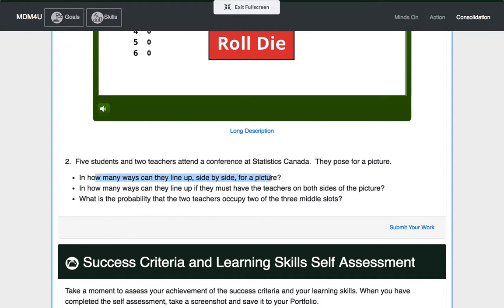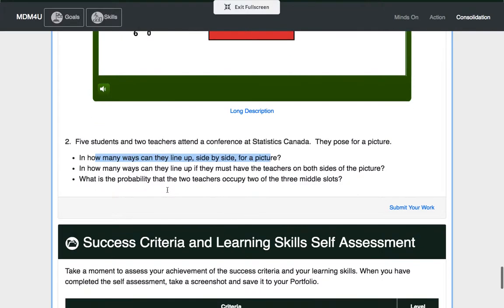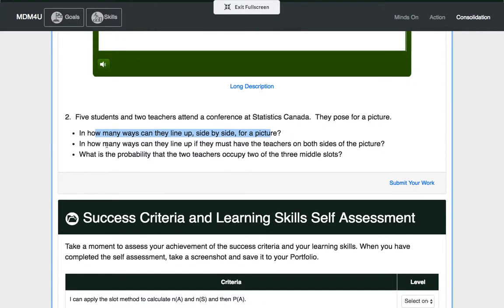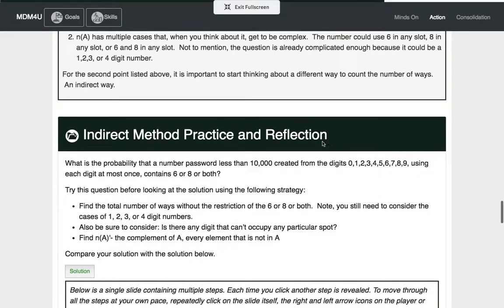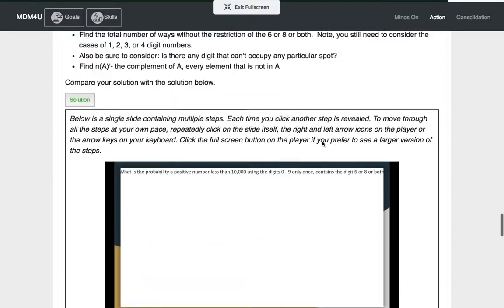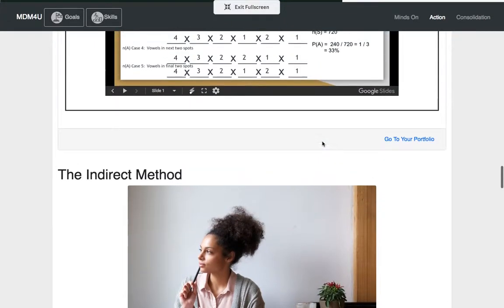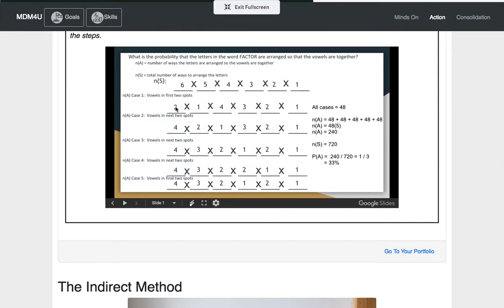This is when you have technically 7 people in total, so it might be 7 factorial, but you need to show the math like it shows up there. And then the second question: how many ways can they line up if they must have the teachers on both sides of the picture? Keyword is both sides, so when you do your work up here, it's going to be very similar to the factor question that we just did. You have teachers on either side, so it would be 2 at the very beginning because you have 2 teachers to choose from, and 1 at the very end, and then you might have 3 times 2 times 1 for the students in the middle.